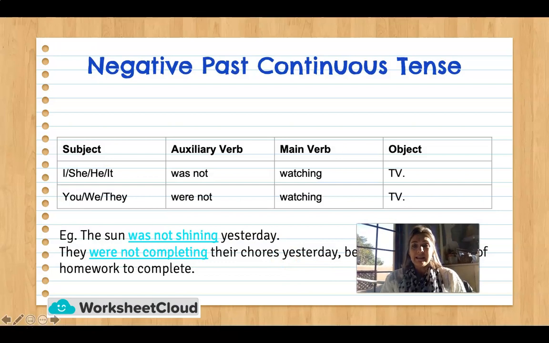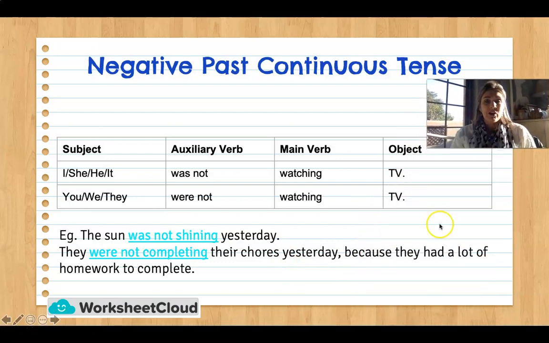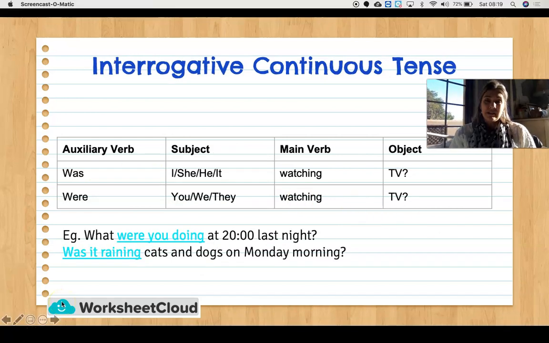Right, then we're looking at our negative past continuous tense. So something that has not happened in the past. Was I watching TV? Was she watching TV? Was he watching TV? Was it watching TV? Obviously, if it's a plural subject, were you, as in a group of you, watching TV? Were we watching TV? Were they watching TV? So let's take a look at the examples. What were you doing at 8 o'clock last night? Was it raining cats and dogs on Monday morning?